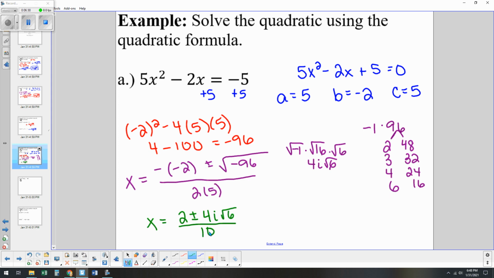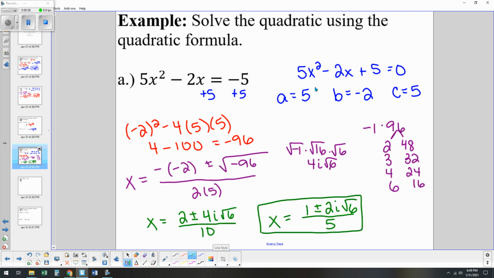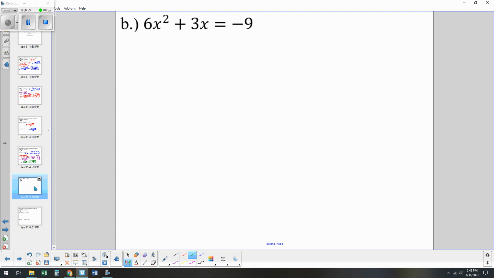If I look at all three of these parts, they're all divisible by 2. So I'm going to divide all three pieces by 2. That's going to be 1 plus or minus 4 divided by 2 is 2i root 6, and the whole thing is over 10 divided by 2, or 5. Okay, so we should be able to reduce them if they are reducible. Let's do another one together.